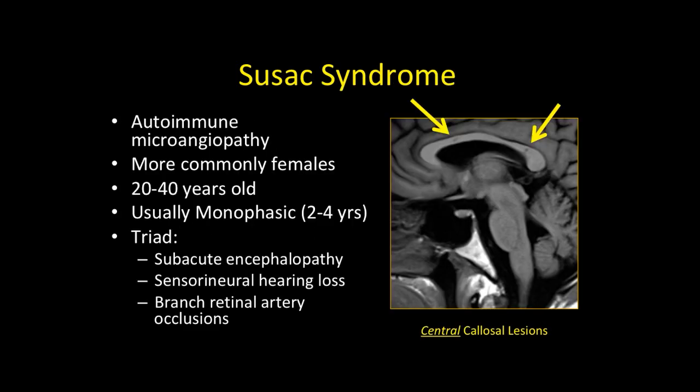Another mimic of multiple sclerosis is Susac syndrome, and this is actually an autoimmune microangiopathy that's more common in females, and it's usually monophasic over 2 to 4 years. And the classic triad is the subacute encephalopathy, hearing loss, and vision loss from branch retinal artery occlusions. And one of the distinguishing features of Susac syndrome are these mid or central callosal lesions, which, contrasted to MS callosal lesions that are on the undersurface, you really should look for these central callosal lesions in Susac syndrome.